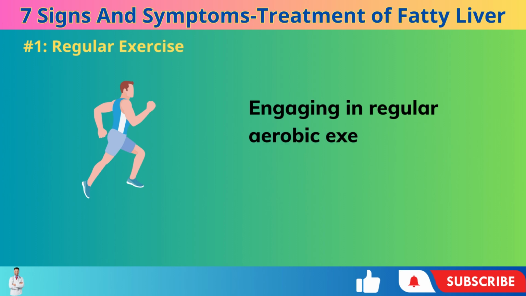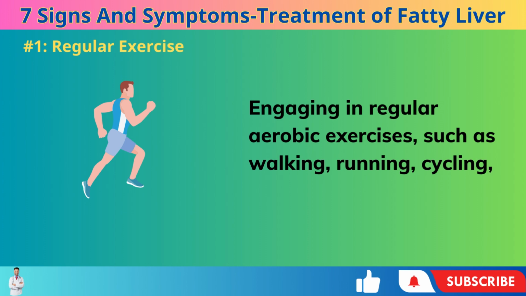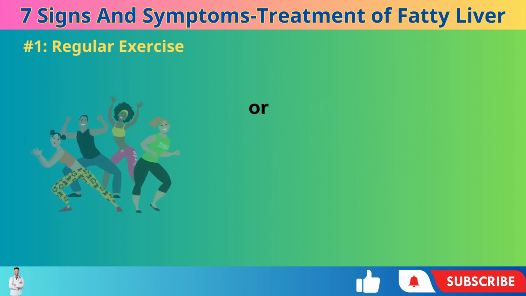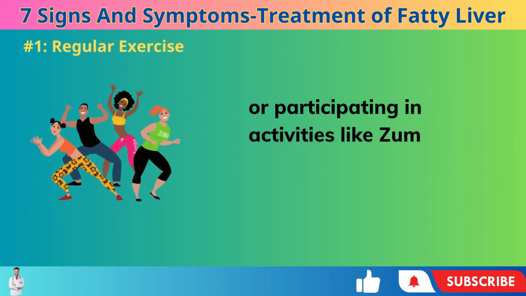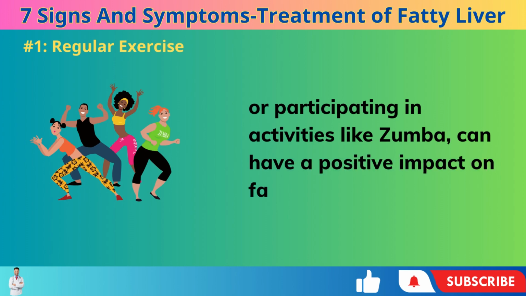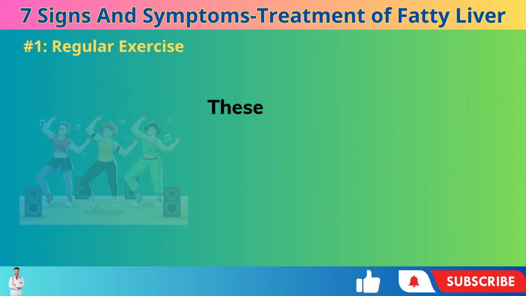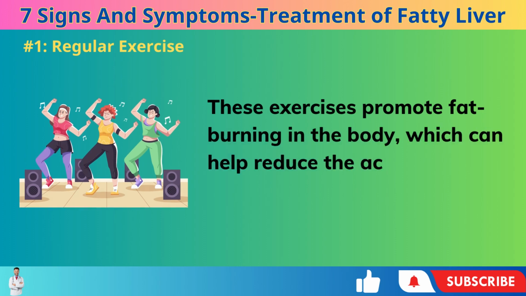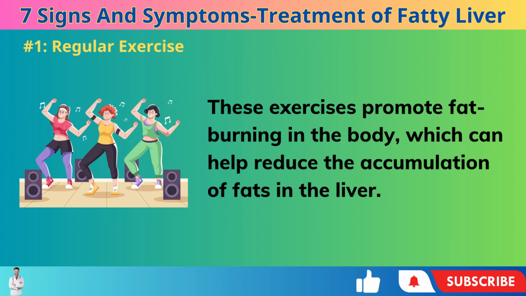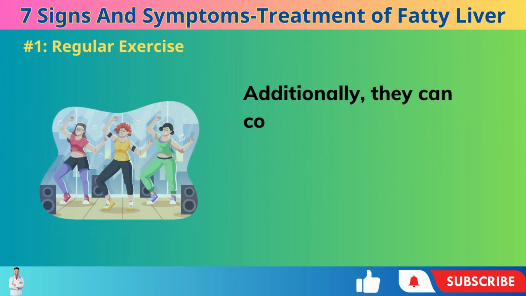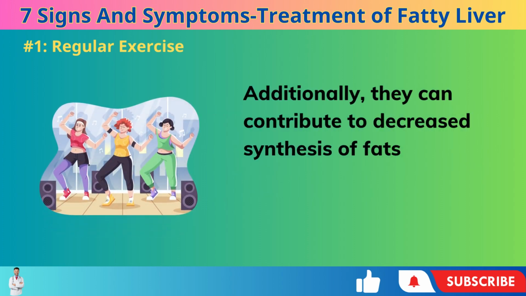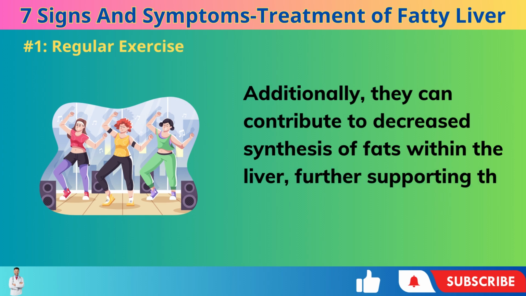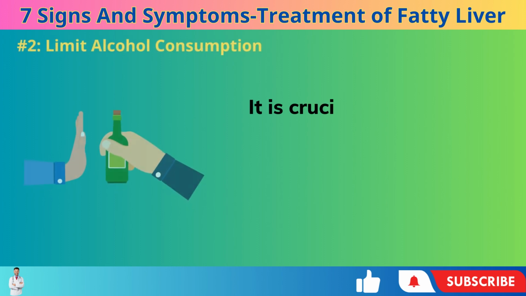Number 1. Regular exercise. Engaging in regular aerobic exercises, such as walking, running, cycling, or participating in activities like Zumba, can have a positive impact on fatty liver disease. These exercises promote fat burning in the body, which can help reduce the accumulation of fats in the liver. Additionally, they can contribute to decreased synthesis of fats within the liver, further supporting the reversal of the condition.